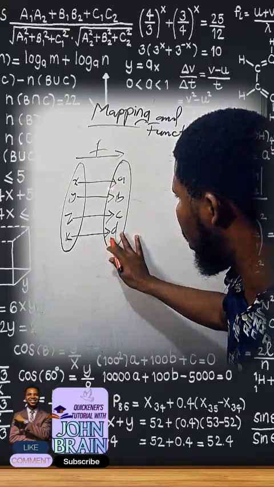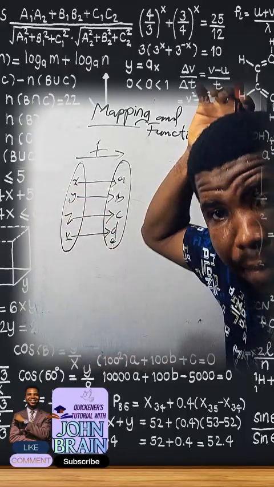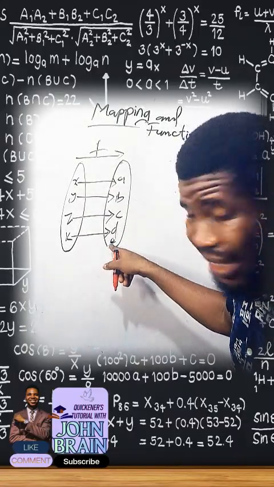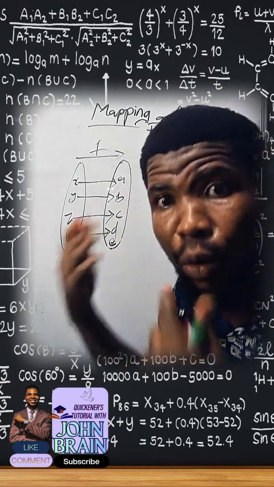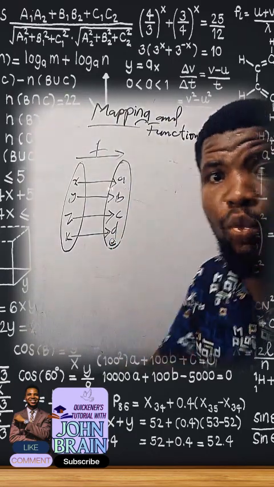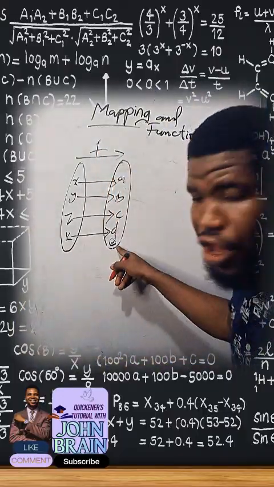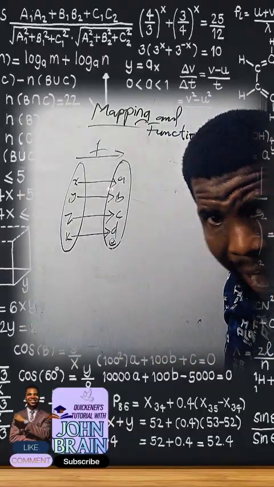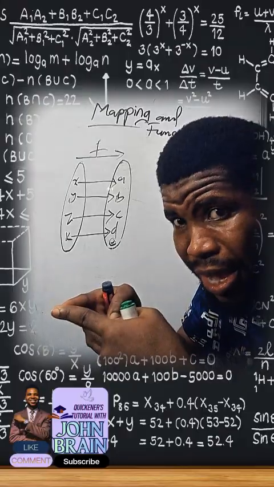There's no one left that is not produced by an element in the domain. You understand? If there's anyone that is left, like this one now, if it is here, then it is not an onto mapping. It's not onto mapping. Alright? Why? Because this is not an image of any element in the domain. I hope you understand. In the first one, I said all of them are unique.